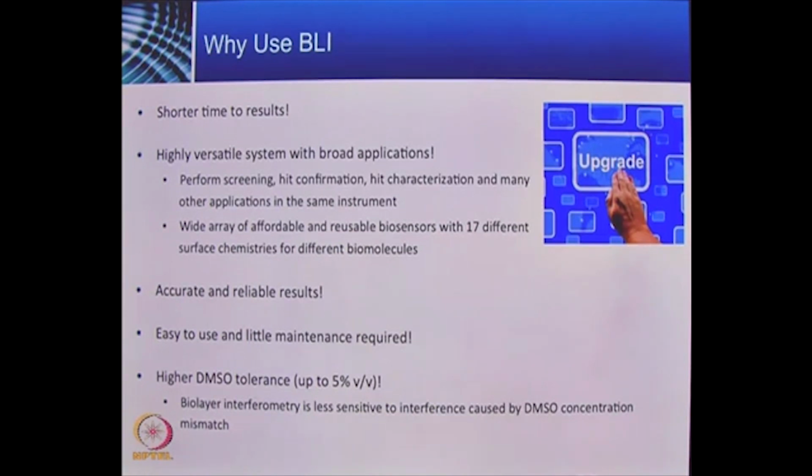So here, I hope that after going through this lecture, you have a better understanding of the BLI technology, and also understand how this technology will help you in your protein research. Thank you.